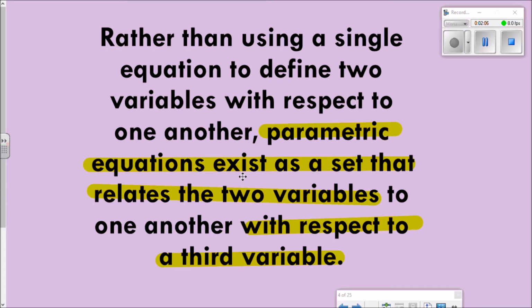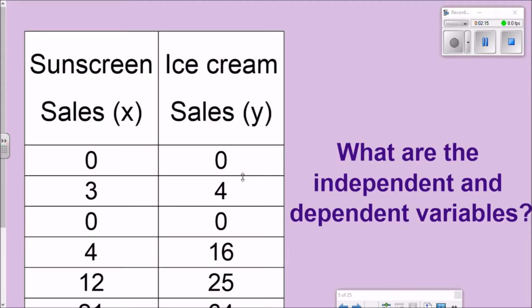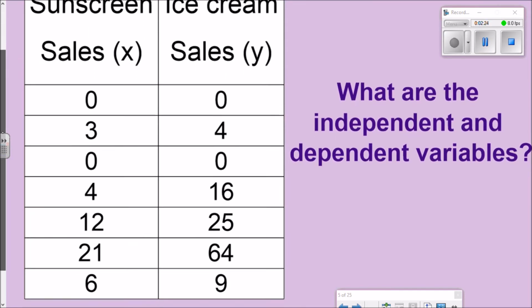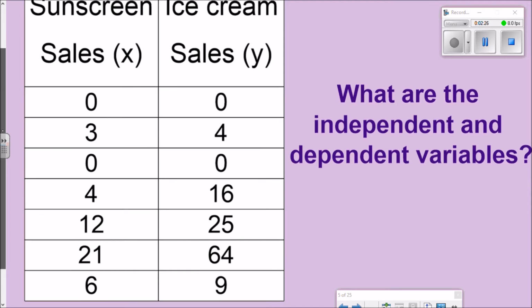So there's not just an x and a y. There's a third variable that x and y are both related to on their own. So if we're looking at an example, let's say you're on a beach and you have some numbers for sunscreen sales and ice cream sales. This is going to be our two different variables.